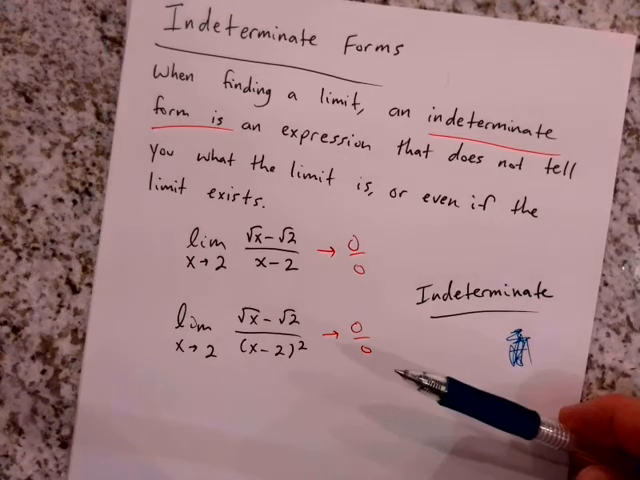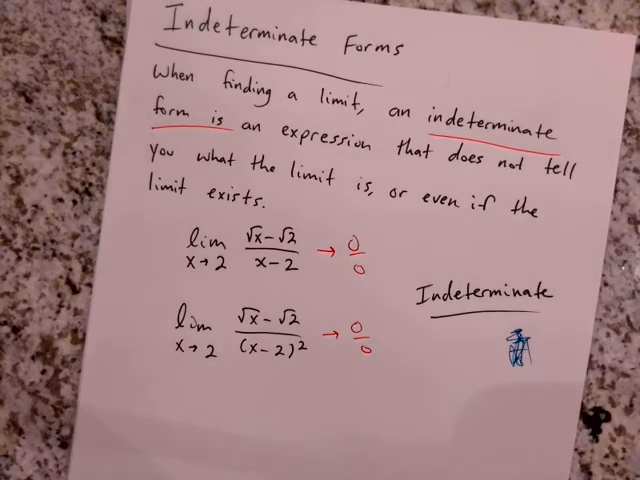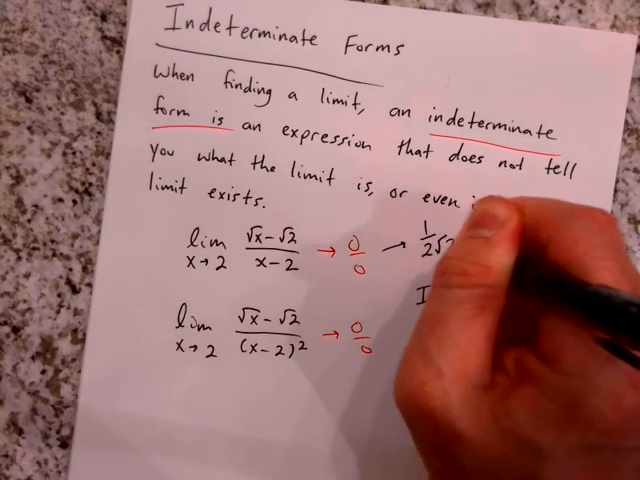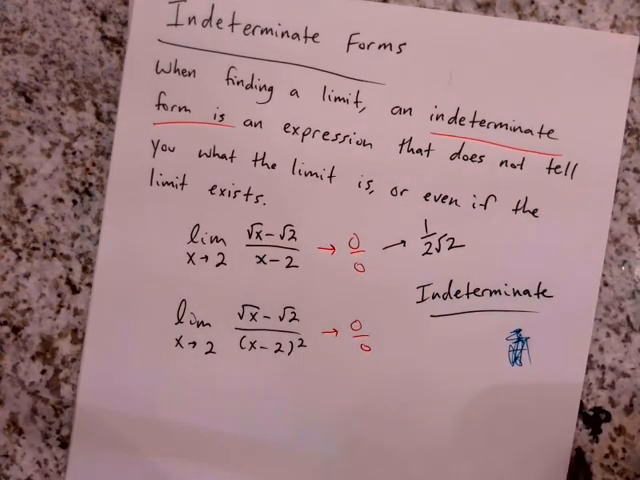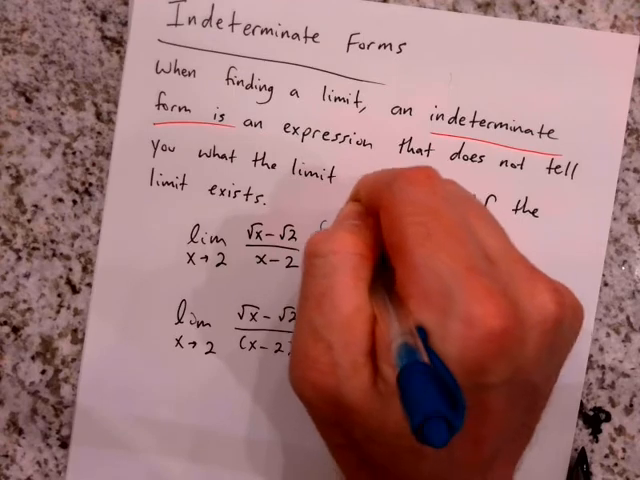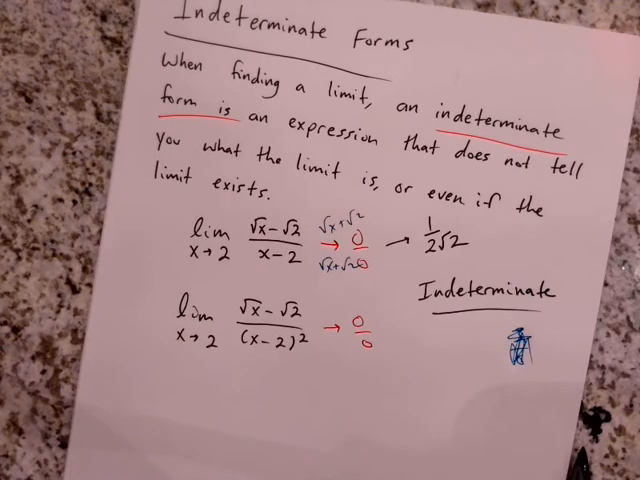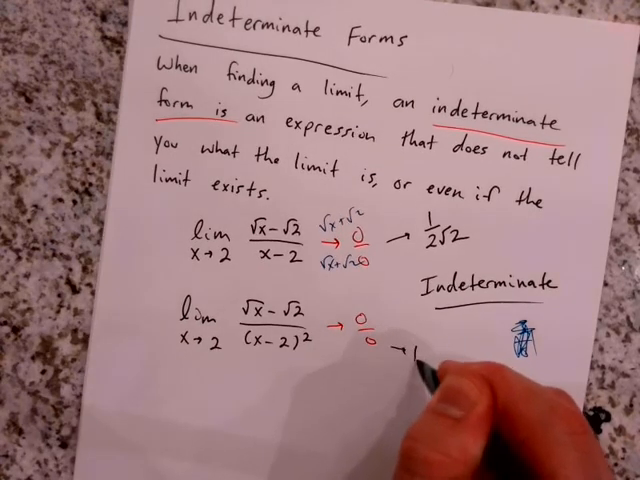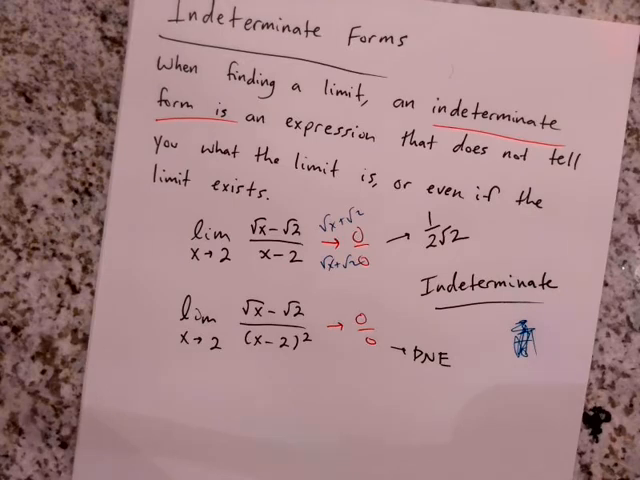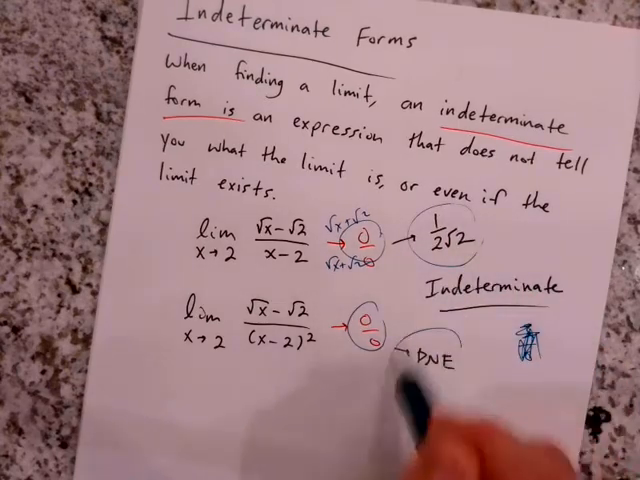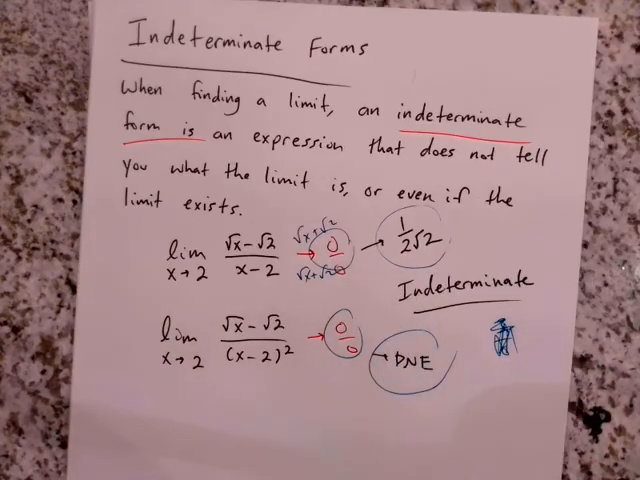all of our information. And it turns out, by the way, that this first one gives you an answer of 1 over 2 root 2 once you multiply by root x plus root 2 on the top and bottom. That gives you the cancellation of those two factors. Out comes your answer. This one gives you no answer. It turns out that this graph has a vertical asymptote at 2, where one side goes up to infinity, the other side goes down to negative infinity. So they both give that same indeterminate form, but gave us two very different answers. One existed, one did not exist.